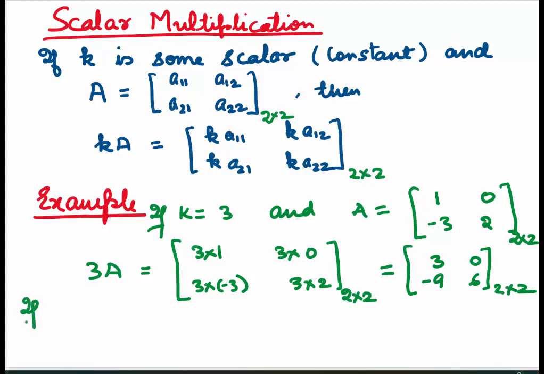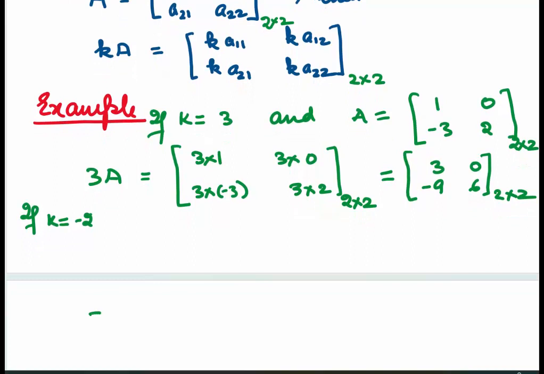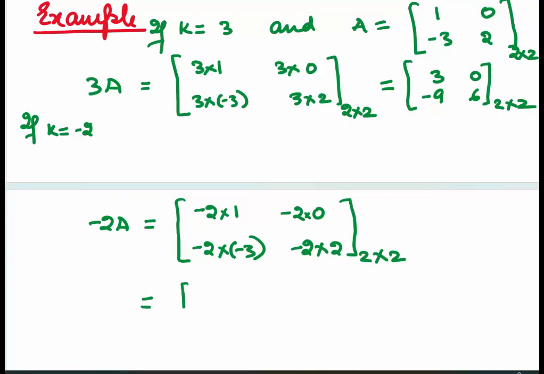Let me now take K to be minus 2, because it's a scalar, K can have any value, positive or negative. Then what will we get? Our minus 2A will be nothing but minus 2 into 1, minus 2 into 0, minus 2 into minus 3, minus 2 into 2. This will be a resultant matrix. Simplify, we will get minus 2A as minus 2, 0, 6 and minus 4 as a final matrix.